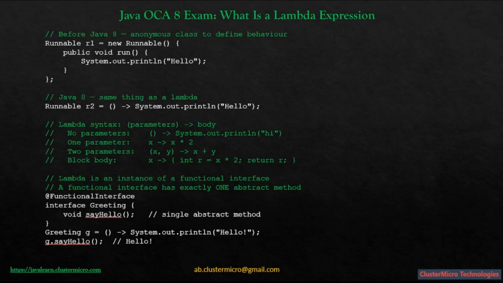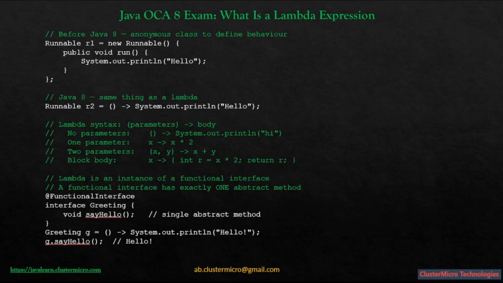But in lambda, what we write is Runnable r2 equals the empty brackets, then the arrow, then System.out.println with "hello" in quotes. This is exactly the same thing written as a lambda, in one line. The empty parentheses mean no parameters. The arrow separates the parameters from the body, and System.out.println is the body, the one line we actually wanted to write. Everything else the compiler figures out on its own. It knows that r2 is a Runnable, it knows Runnable has a run method, and so it connects the lambda to that method automatically.